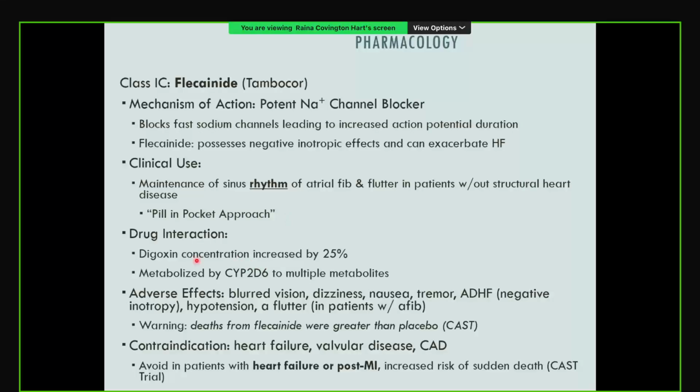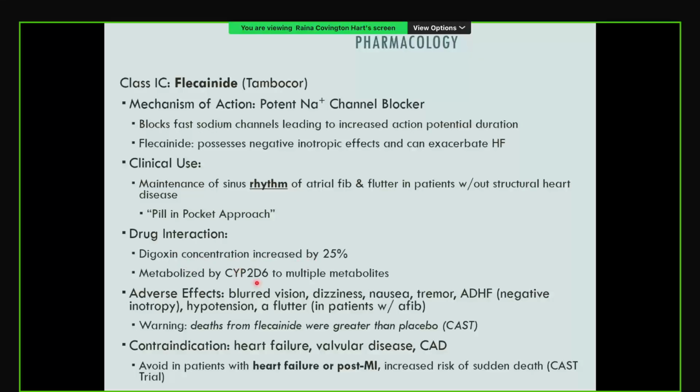Your interactions, again, something that could be used because this is a rate control drug that I could have potentially added on, but what you see here is that my digoxin concentration is increased by 25%. So what that means is if I do have to pick digoxin for whatever reason, and I didn't want to choose a beta blocker or a calcium channel blocker because of some contraindications, I would need to decrease my dose of the digoxin because I'm expecting that concentration to go up. So that's what that means for you.